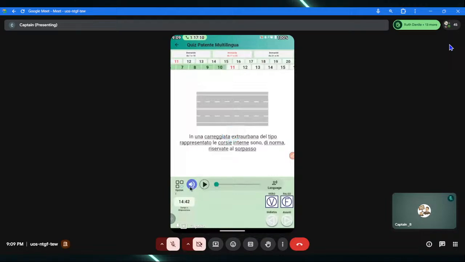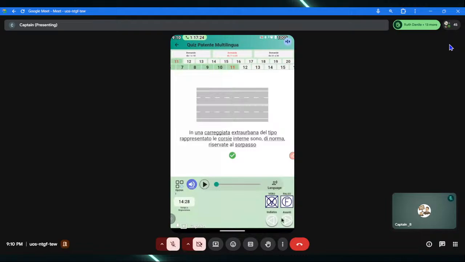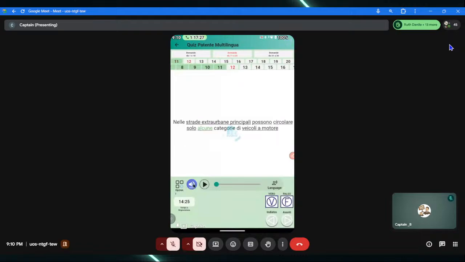Ask about the next one. In una carreggiata extraurbana del tipo rappresentato, le corsie interne sono, di norma, riservate al sorpasso. Vero. Nelle strade extraurbane principali possono circolare solo alcune categorie di veicoli a motore. Next person, please.